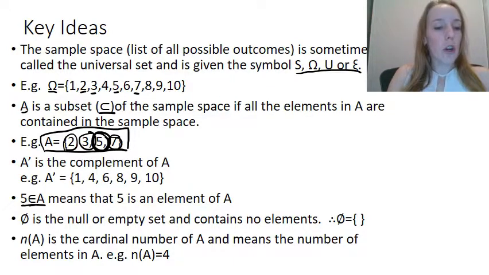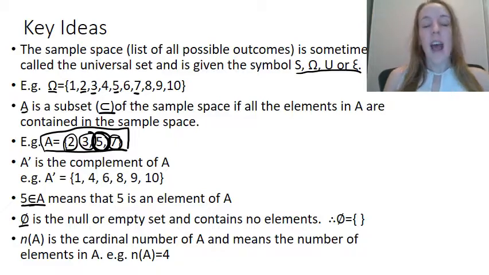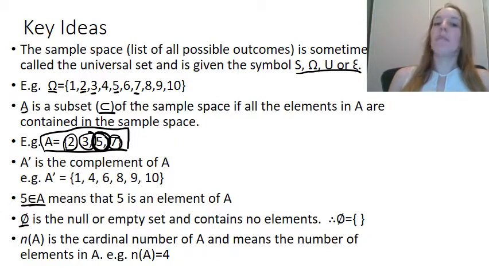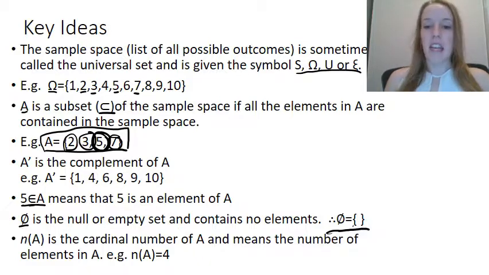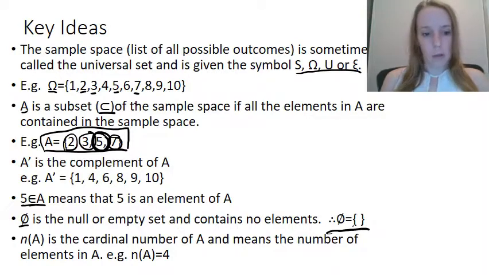This circle with a line through it here is what we call the null or the empty set, and it will contain no elements. So if you write the null set, you can see it's empty, there's nothing in there. For instance, it could be all the numbers less than 10 that are also greater than 100. That doesn't exist, so it'll be an empty set, or a null set, whatever you prefer to call it.